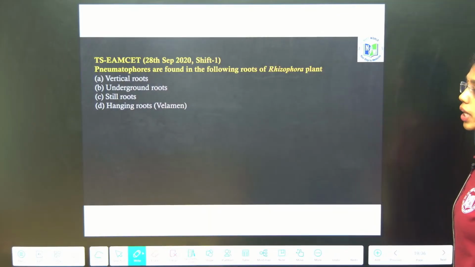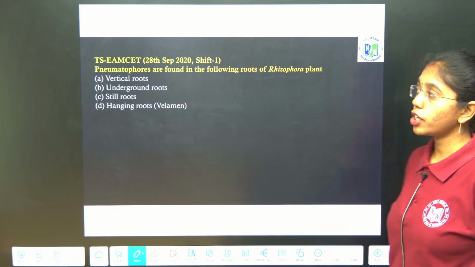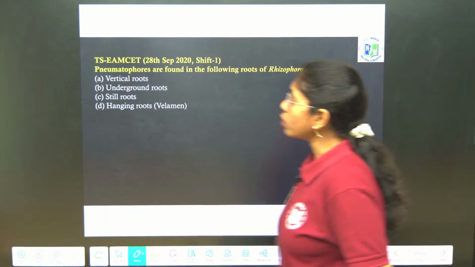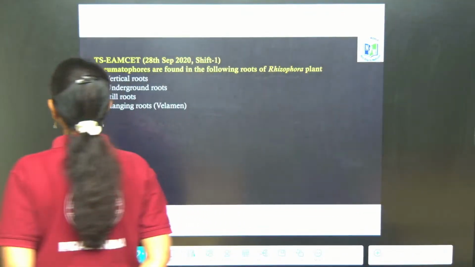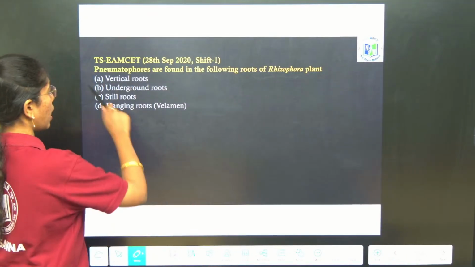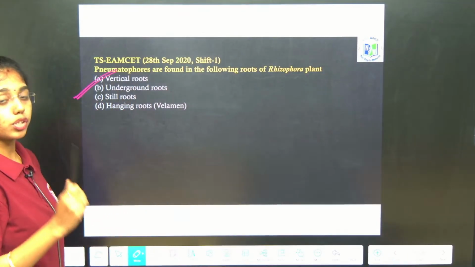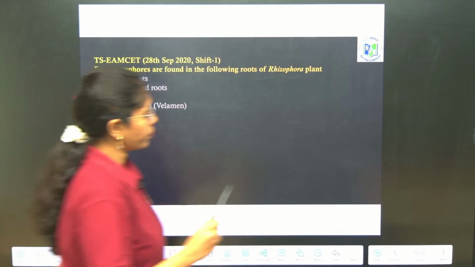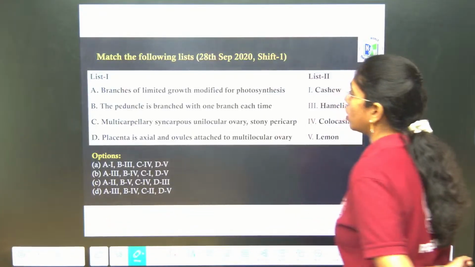Next, pneumatophores are found in the following roots of Rhizophora plant. Pneumatophores, which are breathing roots, they are positively phototrophic, negatively geotrophic. They are called as what? Vertical roots, because they grow above the soil. They arise from the soil.